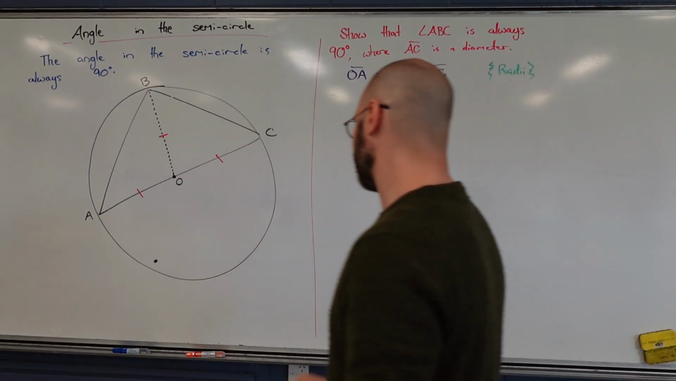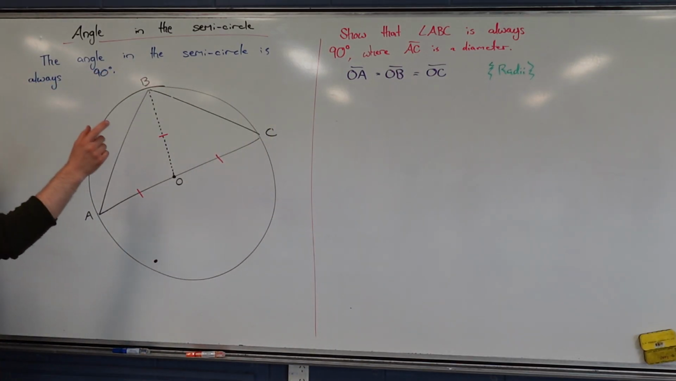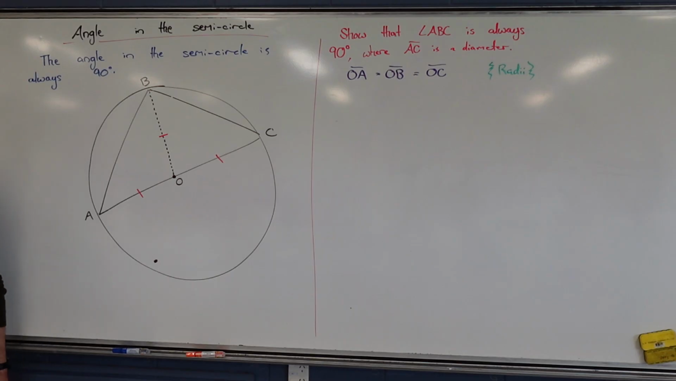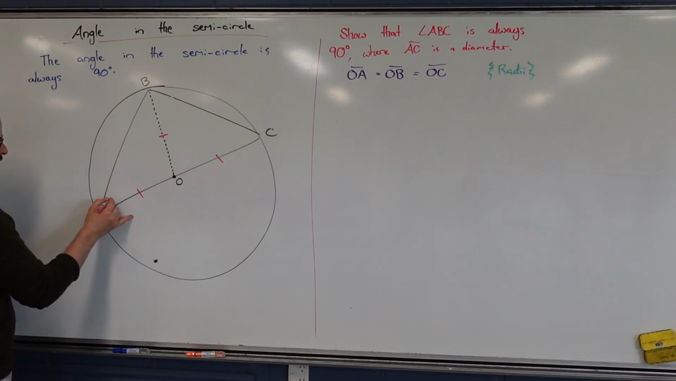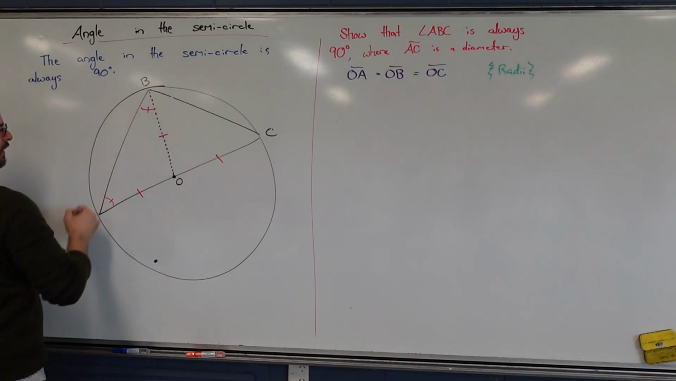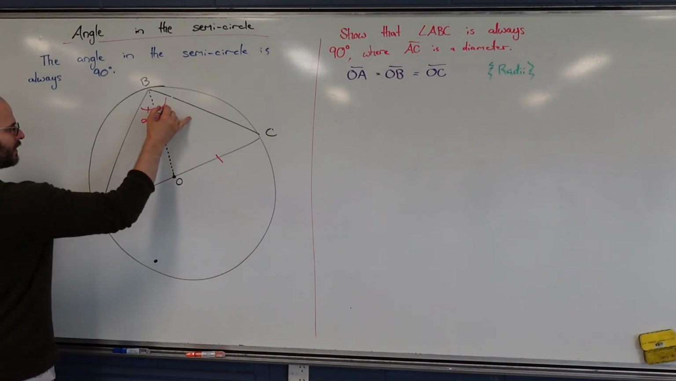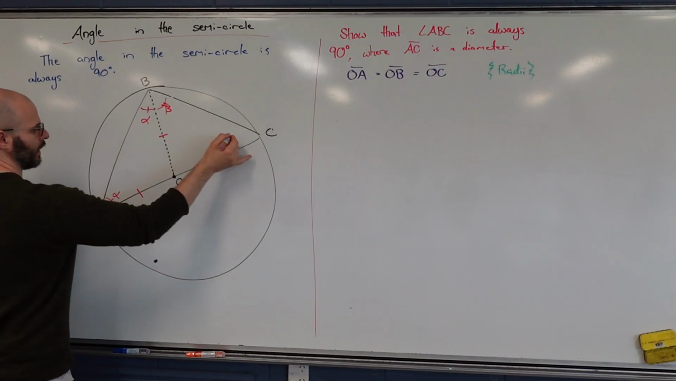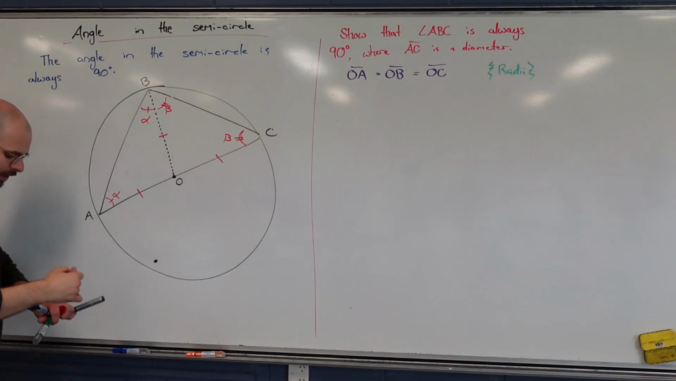Now have a think, what are the properties of isosceles triangles? Think of the angles. They share 2 of the same angles. Bingo. So if this side and this side are equal, then this angle here and this angle are equal, and we'll call it alpha. And similarly, this angle here and this angle here are also equal.